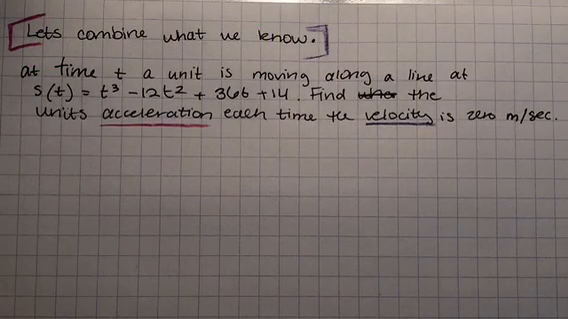Now let's move along. Combining what we know, at time t, a unit is moving along a line at s of t equals t cubed minus 12t squared plus 36t plus 14. Find the unit's acceleration each time the velocity is 0 meters per second.